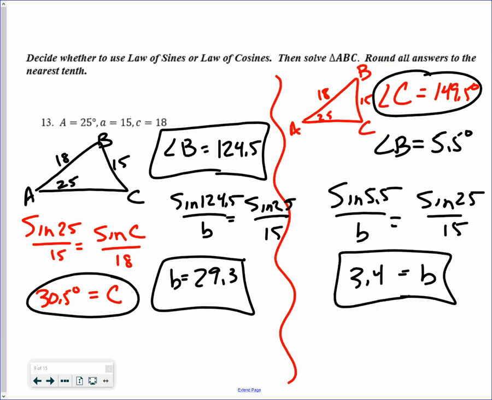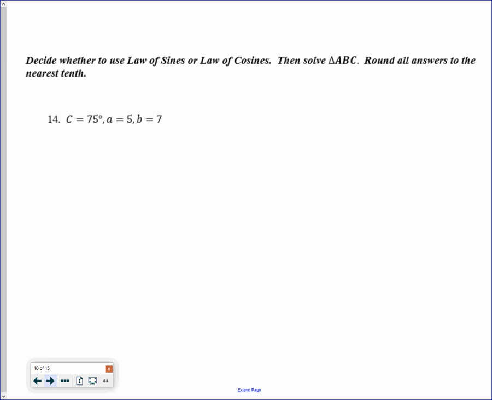So again, you have to recognize this situation. Acute angle, side opposite smaller than the side adjacent. So then SSA. Next one.